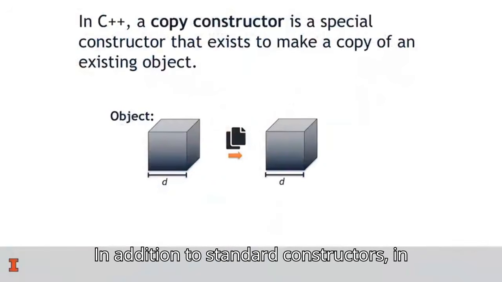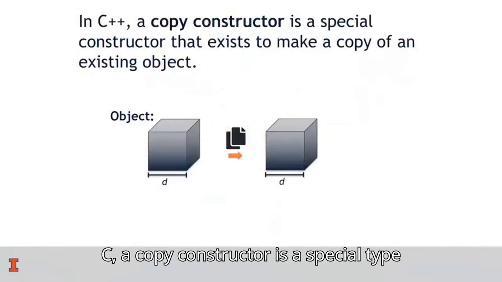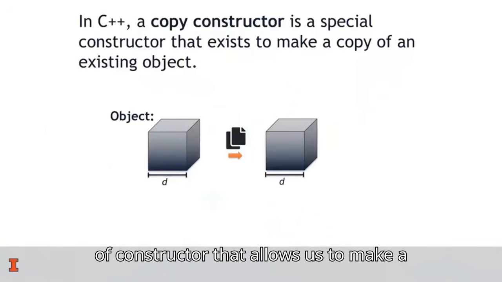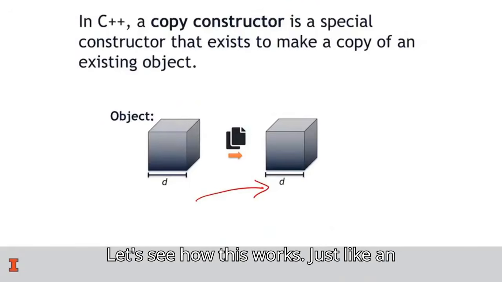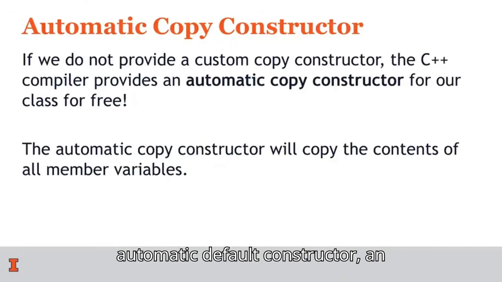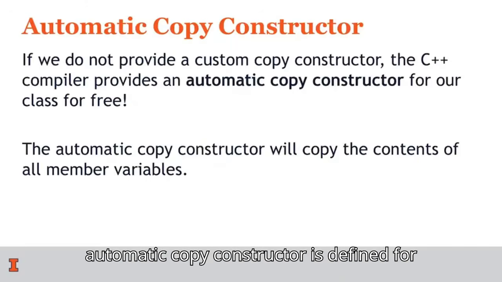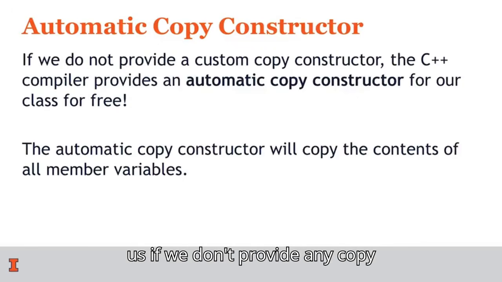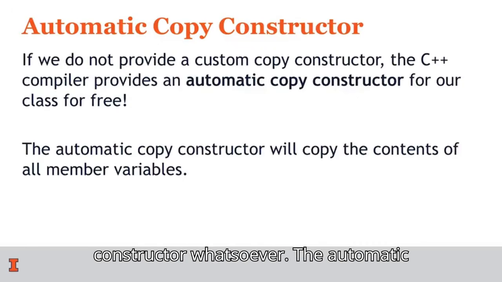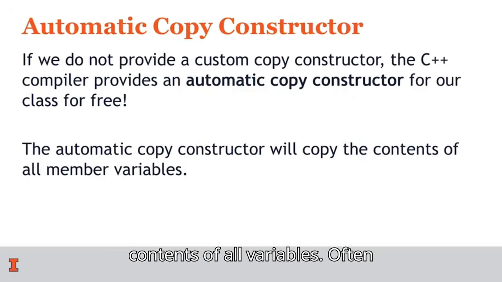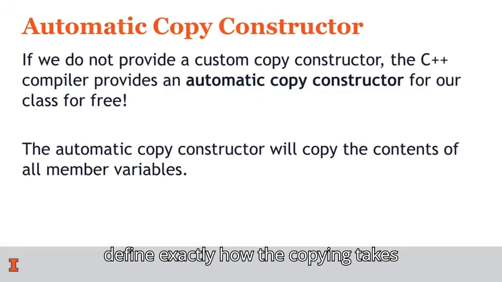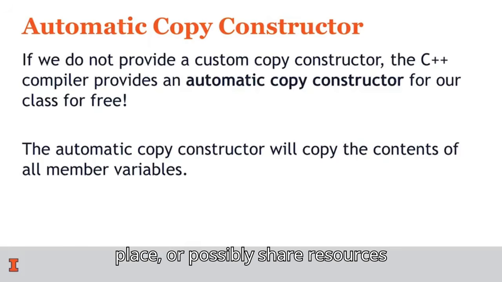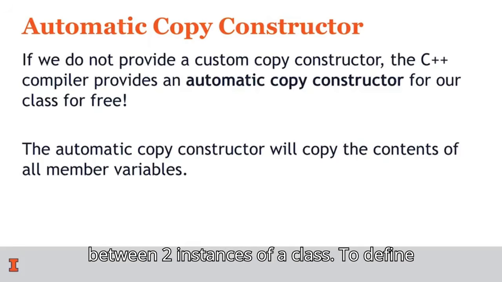In addition to standard constructors, in C++, a copy constructor is a special type of constructor that allows us to make a copy of an existing object. Let's see how this works. Just like an automatic default constructor, an automatic copy constructor is defined for us if we don't provide any copy constructor whatsoever. The automatic copy constructor is going to copy the contents of all variables. Often, this is going to be acceptable for us. But in some cases, we want to actually define exactly how the copying takes place or possibly share resources between two instances of a class.